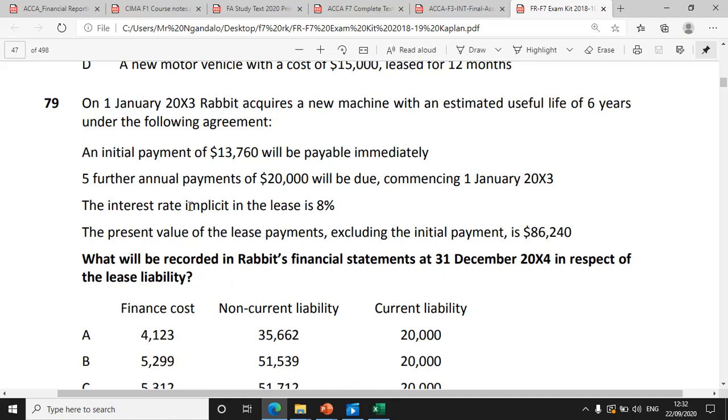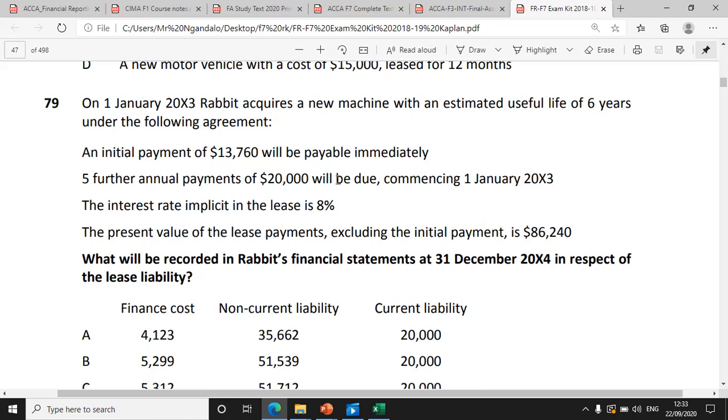Question 79 says: on 1st January 20X3, Rabbit acquires a new machine with an estimated useful life of 6 years under the following agreement. Initially, they have to pay 13,760, payable immediately. 5 further annual installments, every time you say annual at the end of the year, will be due commencing when? 1st January.